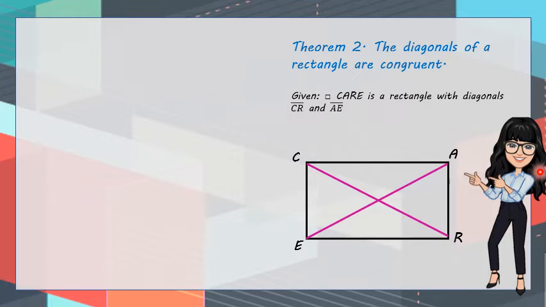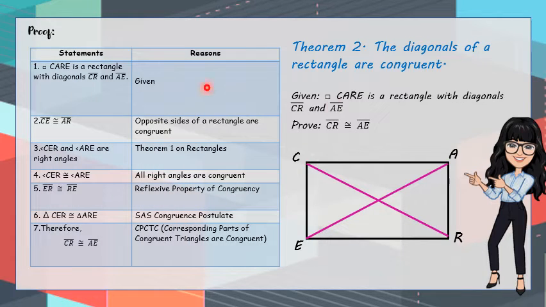So we need to prove that these two diagonals are congruent. Let us now have the proof. We have here our statements on the first column and our reasons on the second column. Our first statement will be our given statement: CARE is a rectangle with diagonals segment CR and segment AE. Our reason for that, of course, is given.